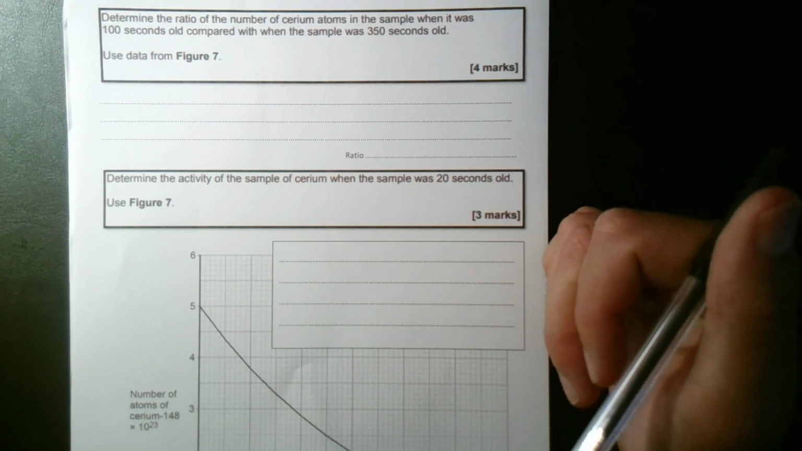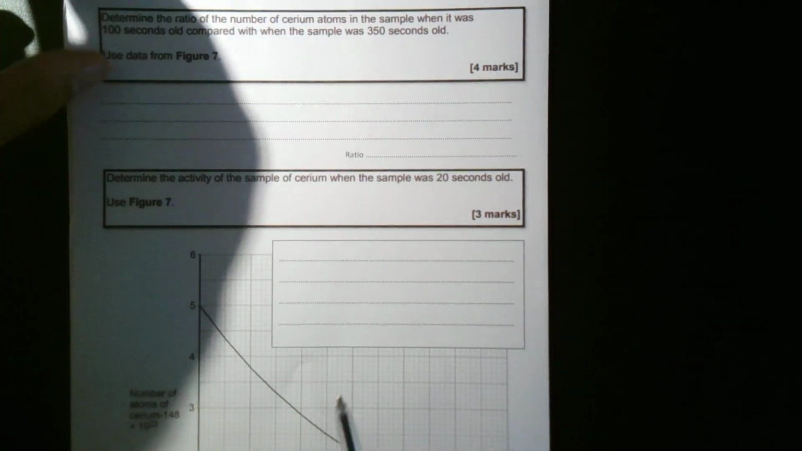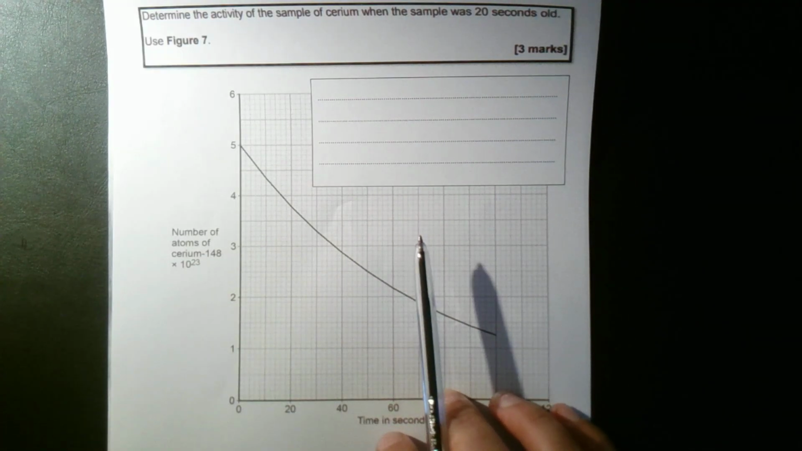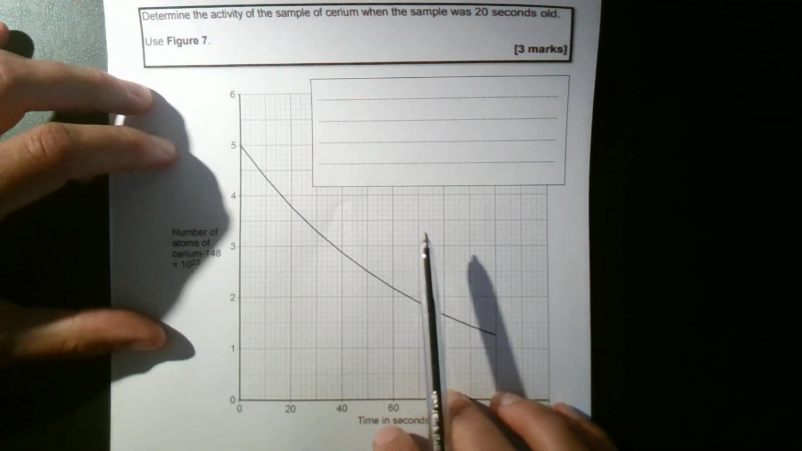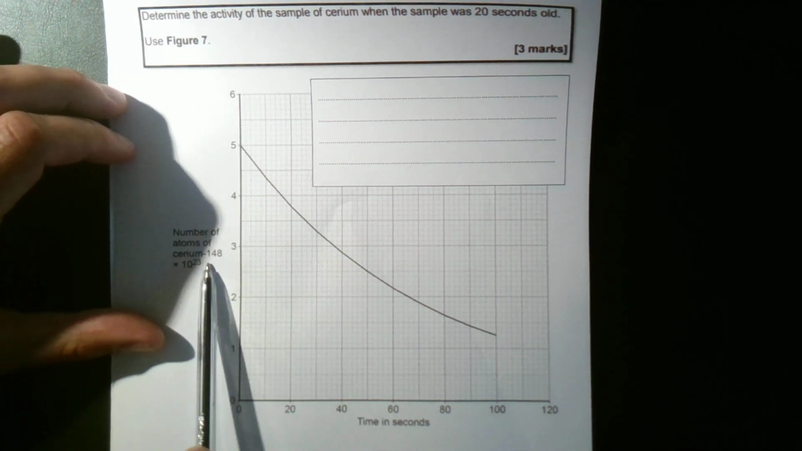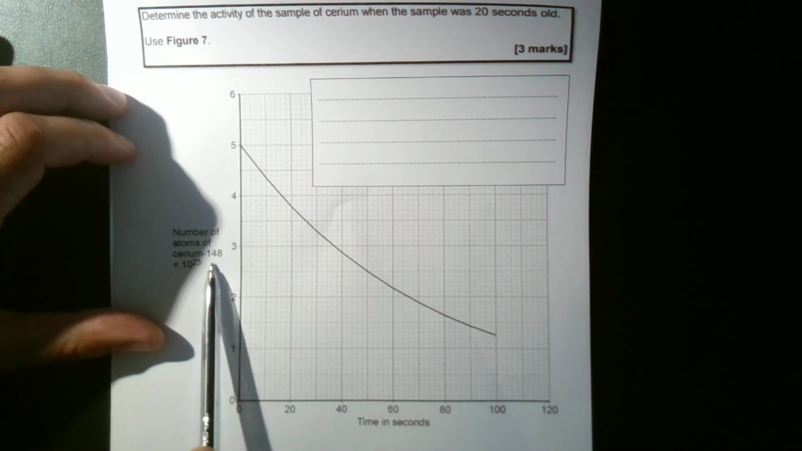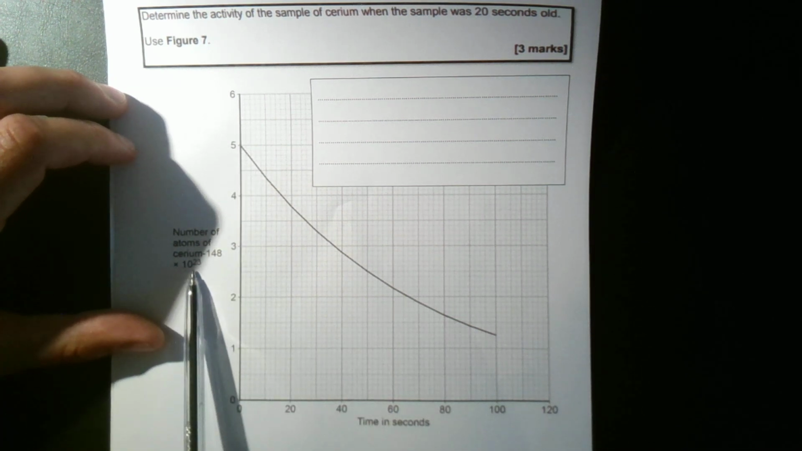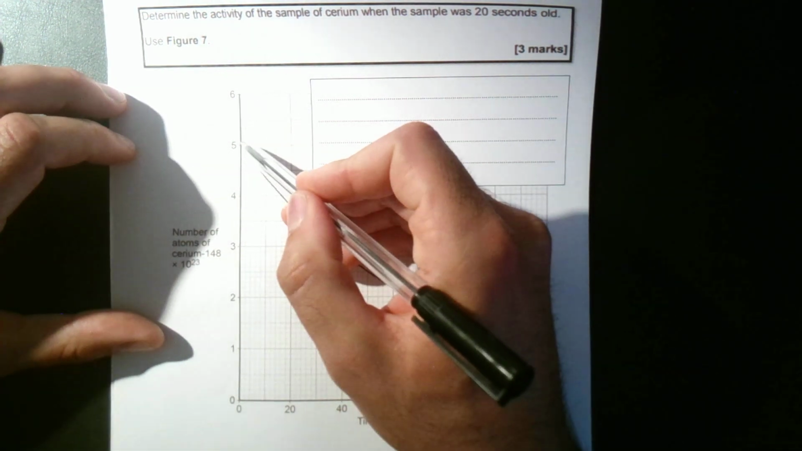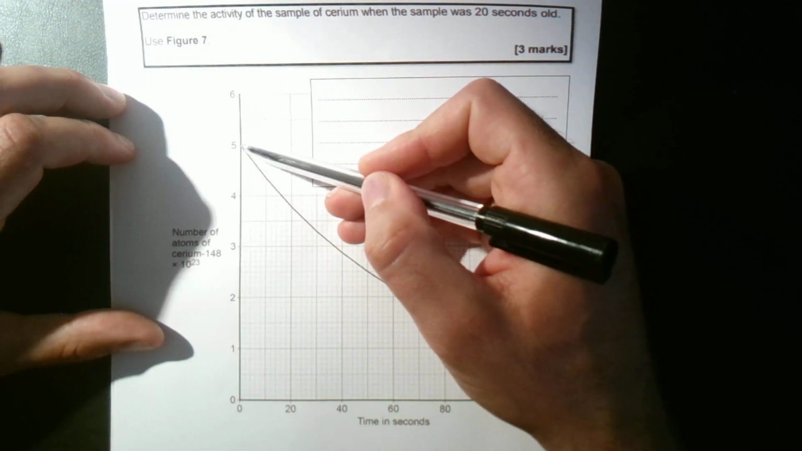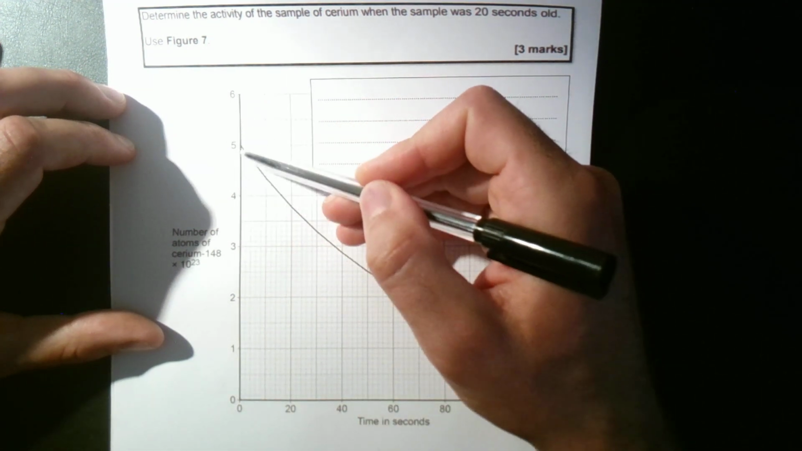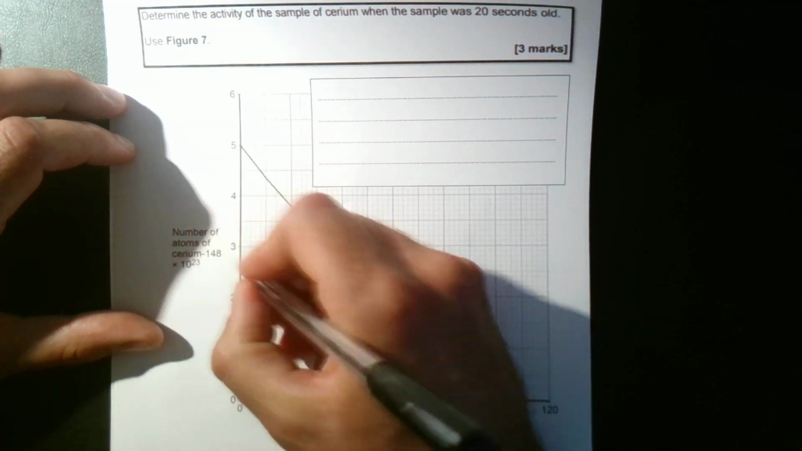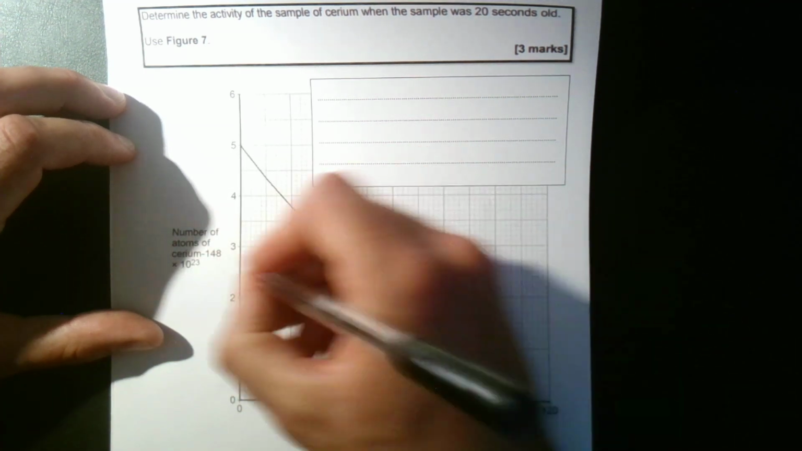So first of all, we have to start by finding the half-life, and to do that we've got to use the graph. Here's the graph that we're going to use for both questions, and we know that the number of atoms of cerium 148 starts at 5 times 10 to the power 23. To work out the half-life, we have to halve the number of atoms. So half of 5 times 10 to the 23 is 2.5 times 10 to the 23, which is this point here.